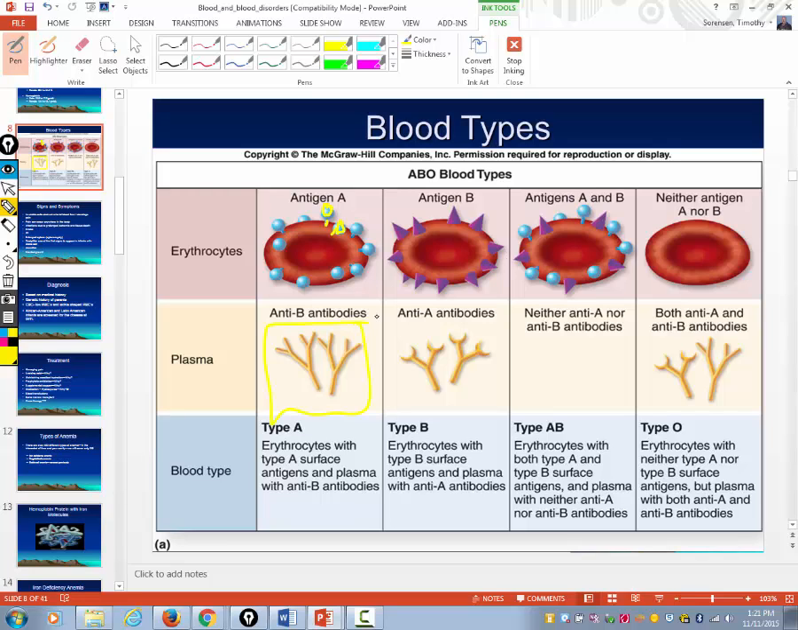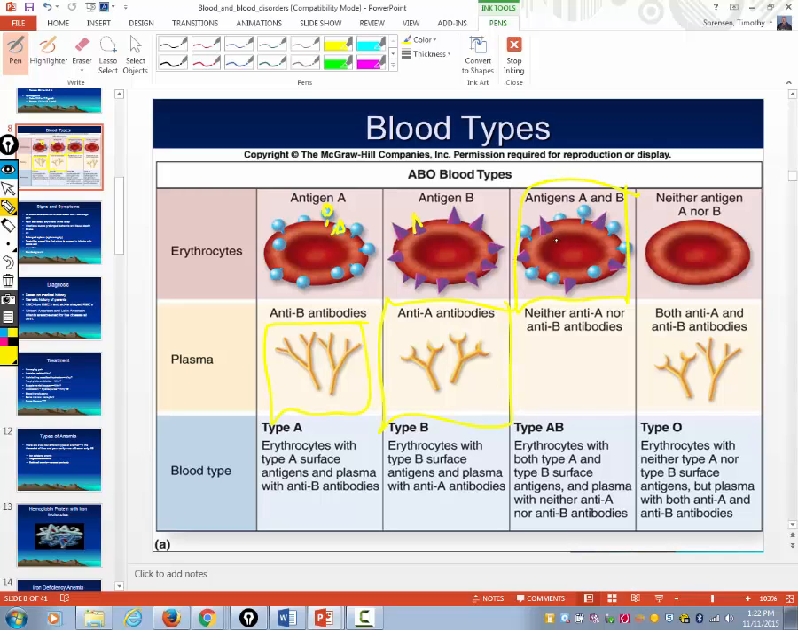You're following this? A person with type B blood has B antigenic proteins on the surface of their red blood cell. And what do they have floating in their plasma? Type A antibodies. You're following this? Do you know this? Do you guys know this stuff? You don't know it?